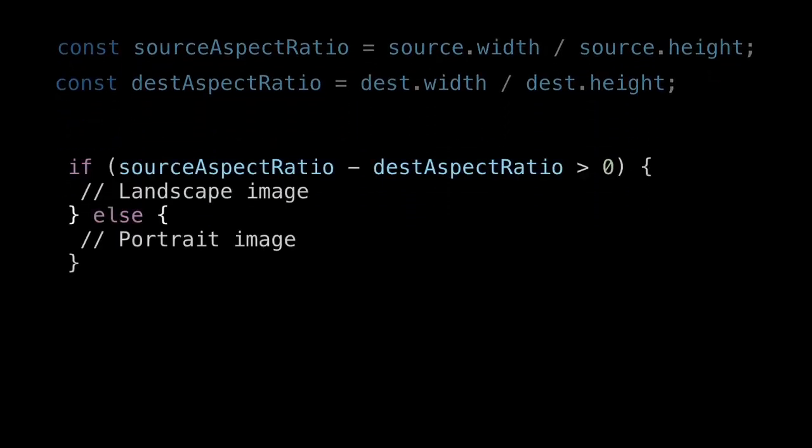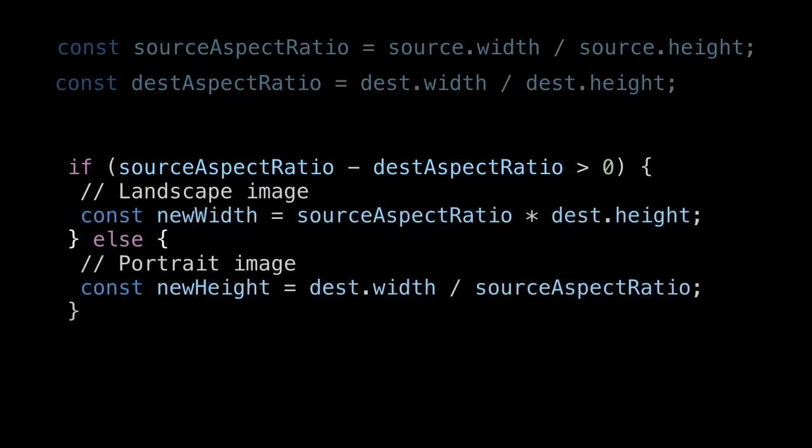And the difference between that, if it's greater than 0, it's a landscape image, where the width is bigger, and if it's less than 0, it's a portrait image, where the height is bigger. So you just need to find the new width if it's a landscape image, and if it's a portrait image, you need to find the new height, and that's the only difference. So the new width is the source aspect ratio times the actual height, and divide it for the height.